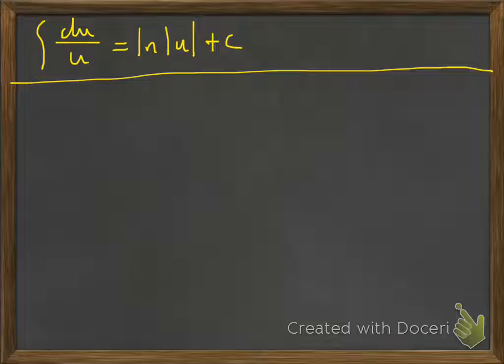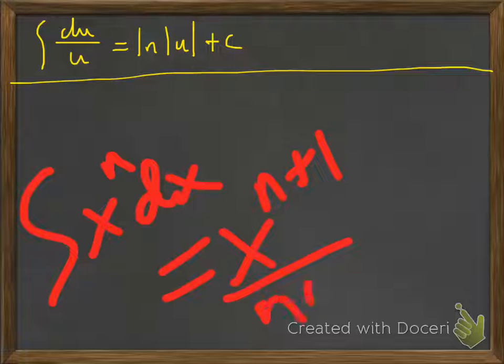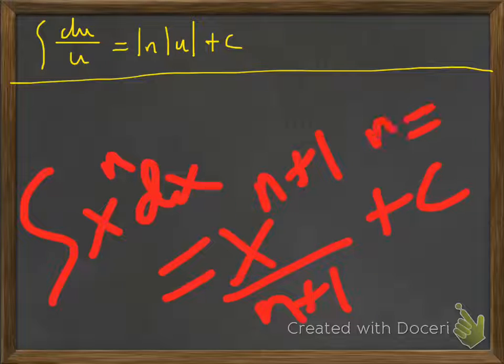Alright, so the general power rule we had was the antiderivative of x to the n dx is: we would add 1 to the exponent, divide by that new exponent, and then add your constant of integration. But we made sure that n was not equal to -1 because we didn't want to blow up the internet by dividing by 0. So we didn't have a case for how we would do this with the -1.